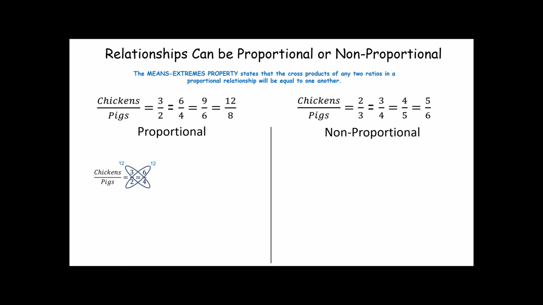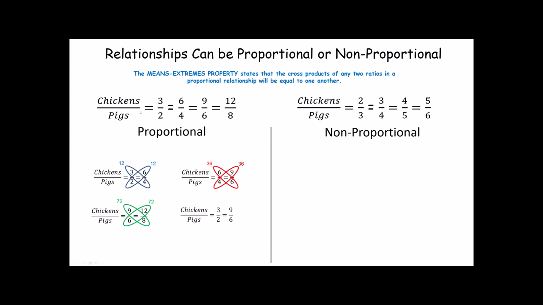Now, I said this must work for any pair, so maybe I tried 6/4 and 9/6, the second two. Multiply diagonally, multiply diagonally. Notice that 6 times 6 is 36. Notice that 4 times 9 is also 36. Or maybe you want to take the 9/6 and the 12/8. Cross multiply. 9 times 8 makes 72. 6 times 12 makes 72. And then I can just start mixing and matching.